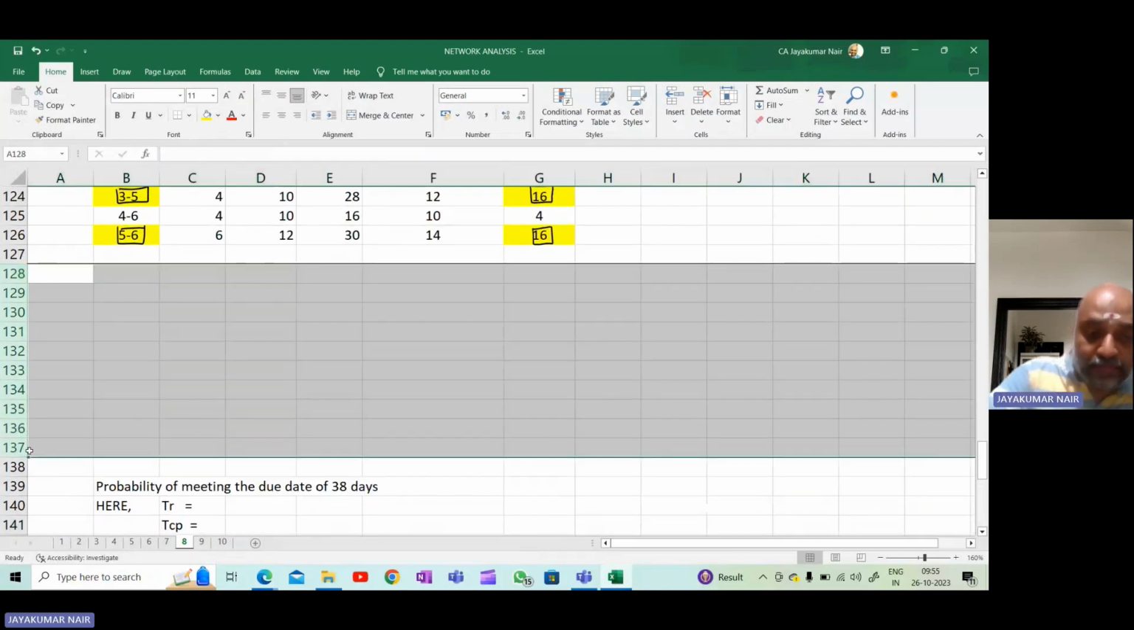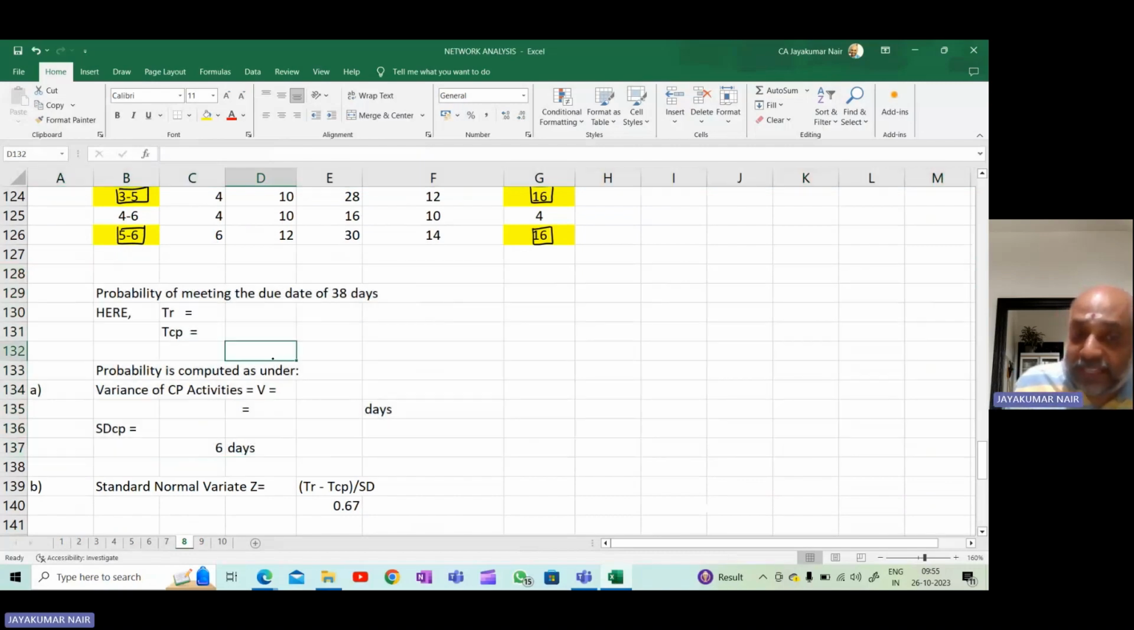So we are going to calculate the probability of meeting the due date of 38 days. Here TR means you want to complete the project within 38 days, so 38 is considered as TR. And what is TCP? The time under the critical path. It is 34. So TR is taken as 38, which is given in the question, and the critical path time is 34 days. So probability is computed as under.